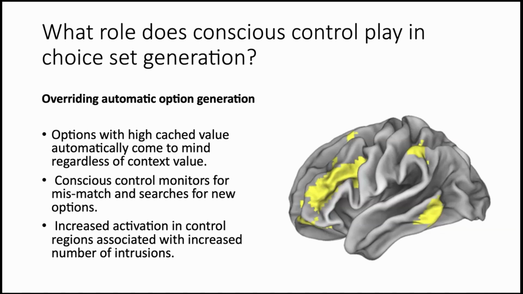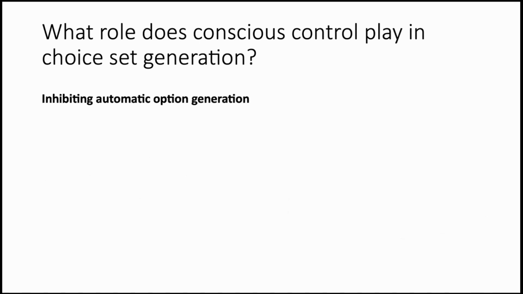Okay, so that's one way of thinking about how the data might come out. I think a different model would be that you could think about the role of conscious control as actually inhibiting that automatic process instead.